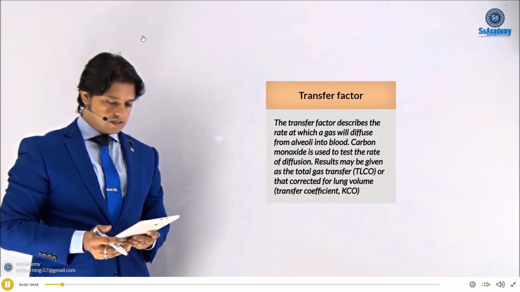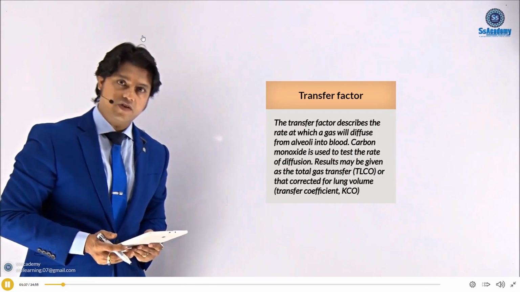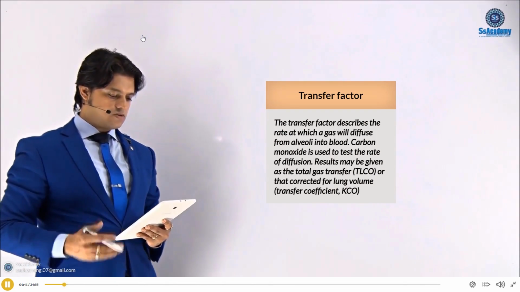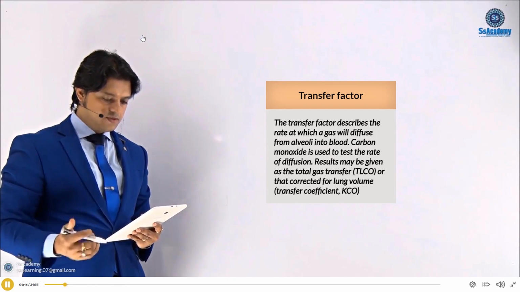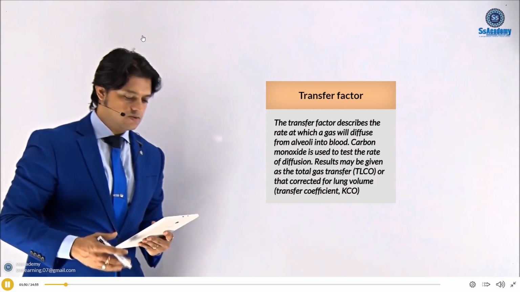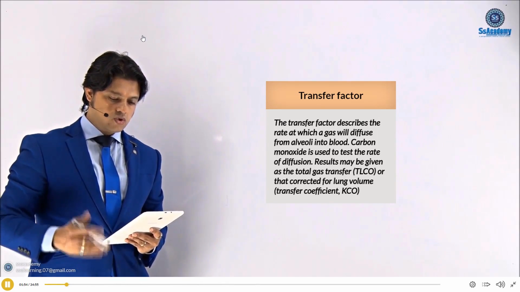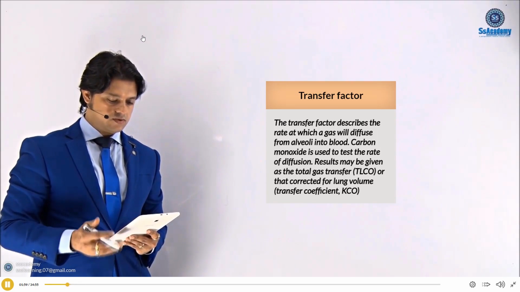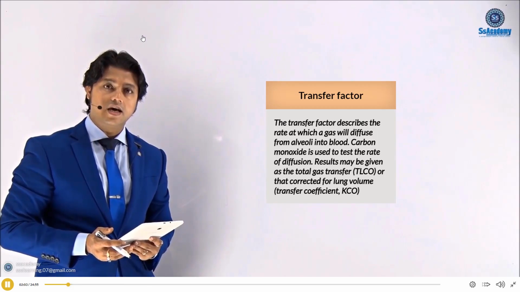Another topic that goes along with the pulmonary function test, an important component, is the transfer factor. Just follow me on what is written. Once again, the transfer factor describes the rate at which gas will diffuse from the alveoli to the blood. Carbon monoxide is used to test the rate of diffusion. Results may be given as the total gas transfer, the TLCO, or corrected for lung volume, called the transfer coefficient, KCO.